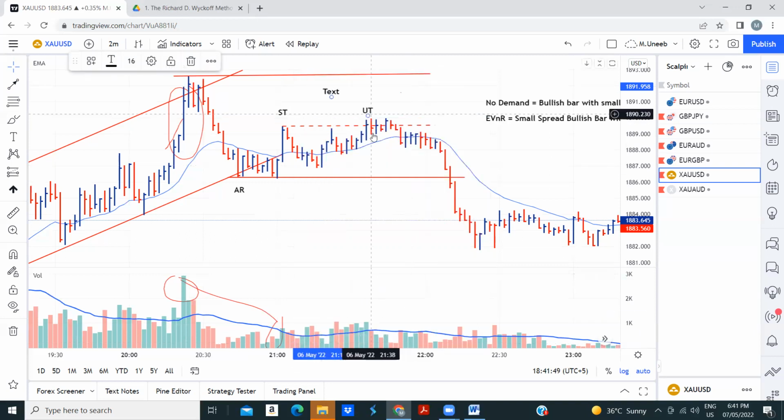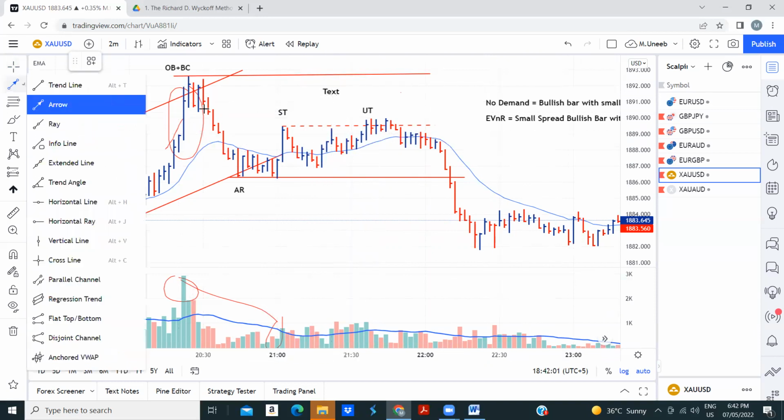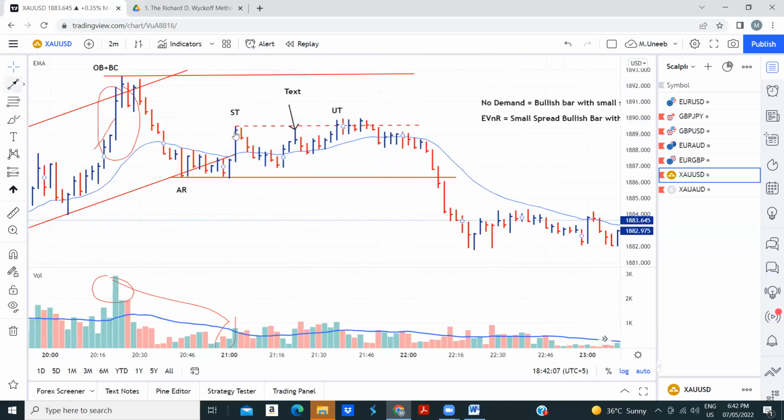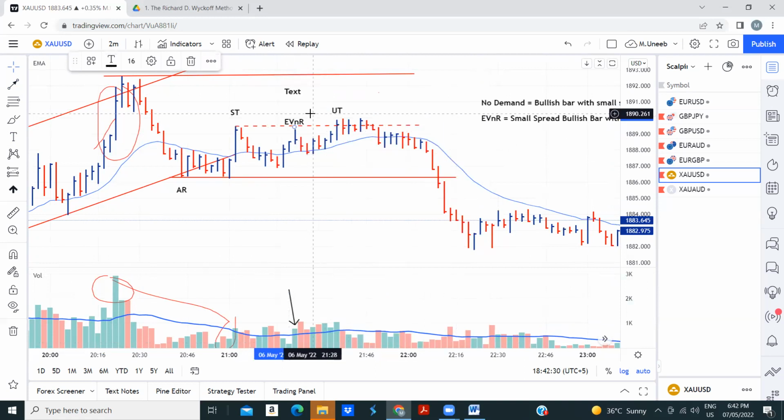All right. So now, as I told you, when we don't see no demand or effort versus no result in the secondary test, then we require retesting. Retesting has occurred over here. Now you see this bar, it's a very small spread bar, comparatively. But you see the volume here. This is known as effort versus no result.